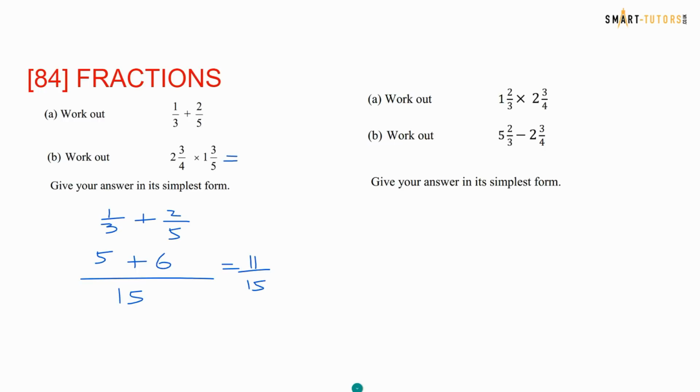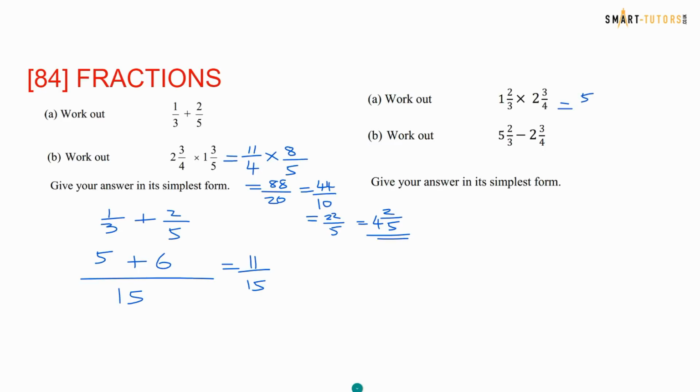So 4 times 2 is 8, plus 3 is 11 over 4, times 5 times 1 is 5 plus 3 is 8 over 5, and 88 over 20, which is 44 over 10, which is 22 over 5, so 4 2 over 5.